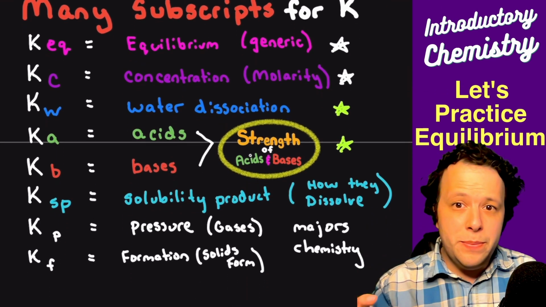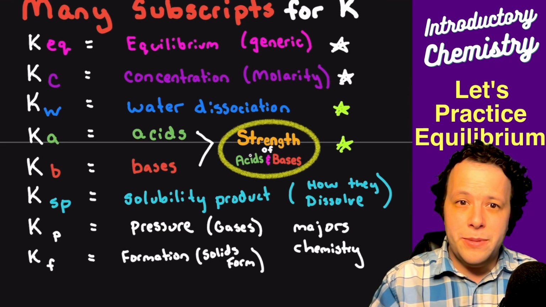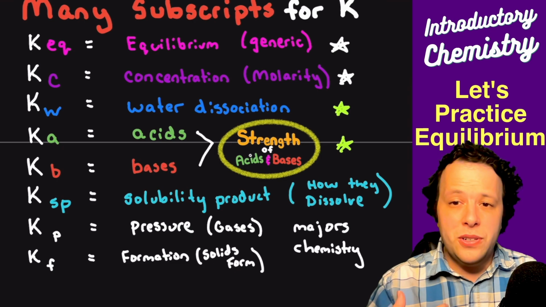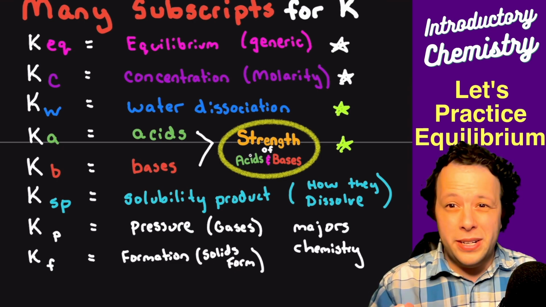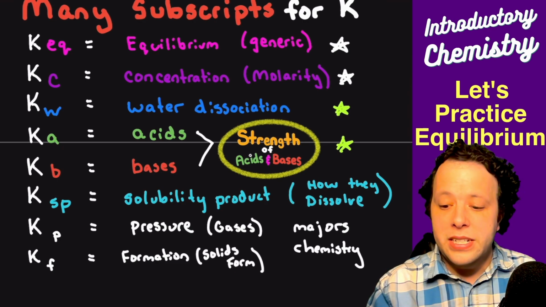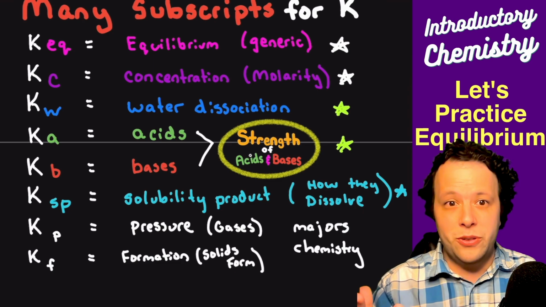Now with solubility product, this one is hit or miss for introductory chemistry. It depends on your teacher. So for this one, if you're talking about net ionic equations and you have to write it as an equilibrium constant, then it is pretty normal to represent this. We will go through a couple examples in this video too.